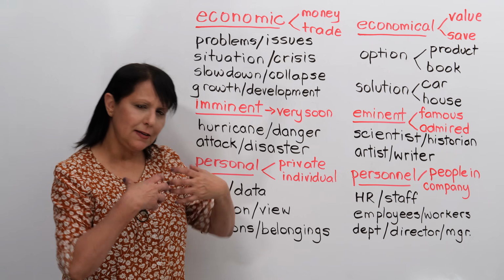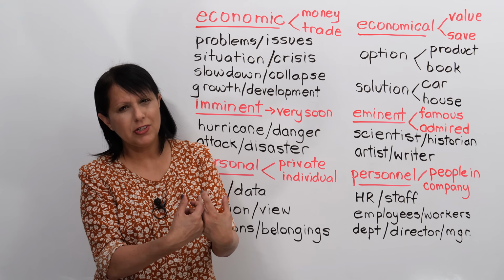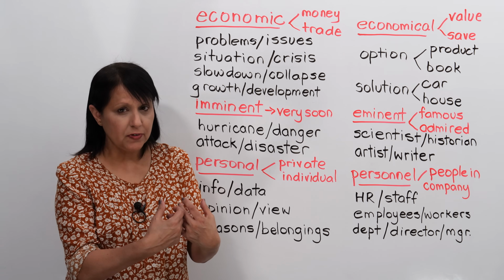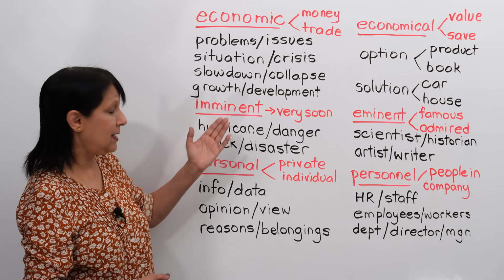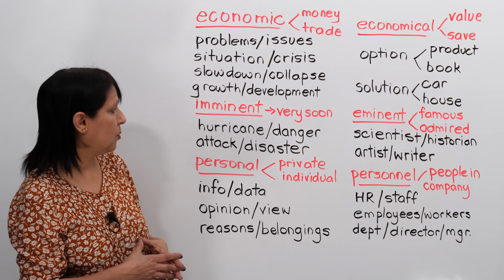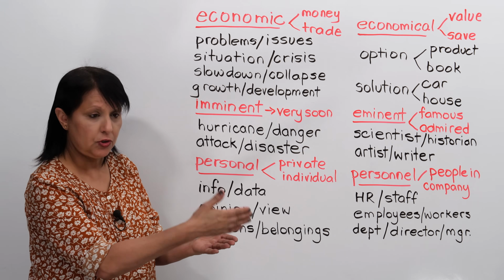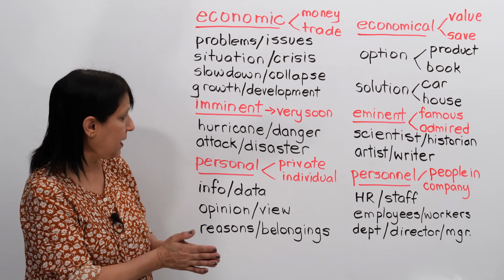All right? Now, the next two, imminent and eminent. So we said that imminent means that something is going to happen very soon. And usually it's something quite negative, or even dangerous. So we talk about things like an imminent hurricane or imminent danger. Somebody's in imminent danger. You need to get out of there. The house might collapse. Something like that, okay?